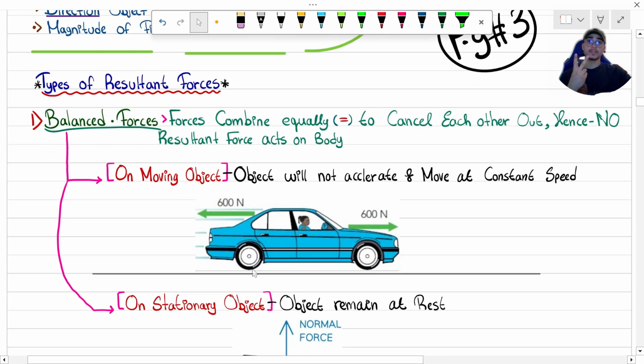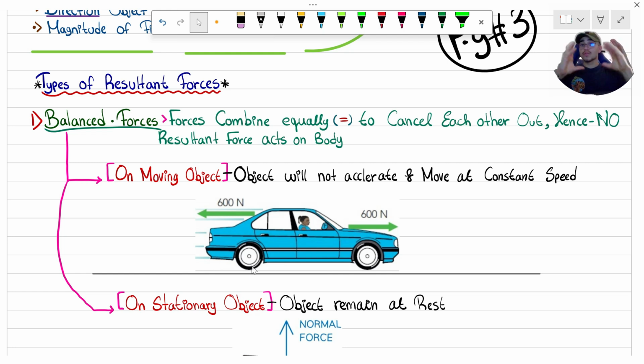We have two types of resultant forces. The first one is a balanced force. Balanced force means the forces acting on an object are acting equally upon the object and they cancel each other out. So a car that has a thrust forward of 600 Newton and a frictional force backward of 600 Newton, since forward and backward are opposite and both equal, they will cancel each other out, leaving no resultant force on the body.